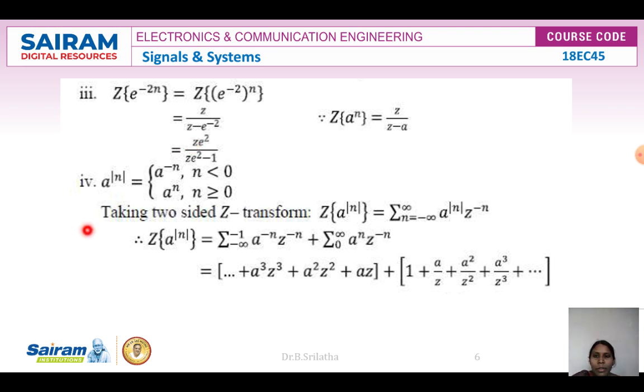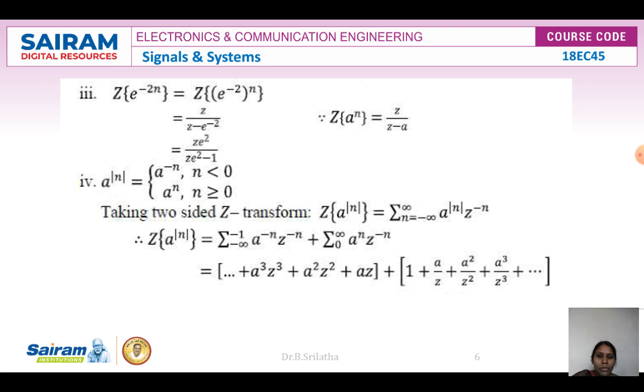Similarly, the fourth one: a to the power of mod n, a^|n|, which is a power minus n for n less than 0, and a power n for n greater than or equal to 0. To find this one, we use the two-sided Z transform. So one side is from minus infinity to minus 1, and the next side is from 0 to infinity.